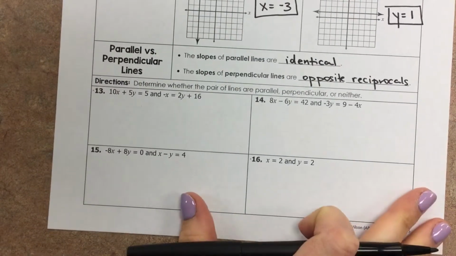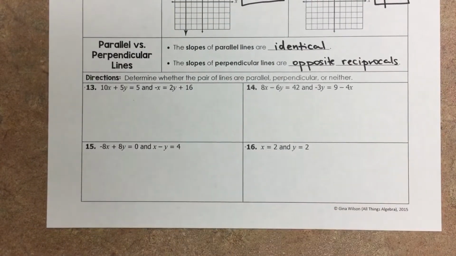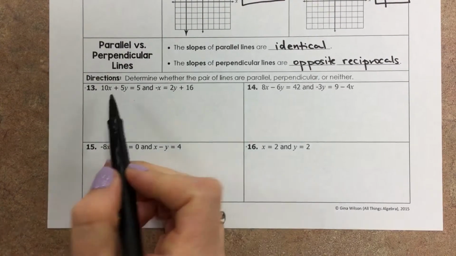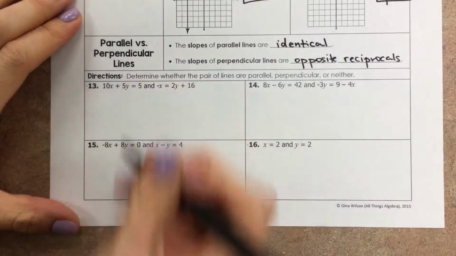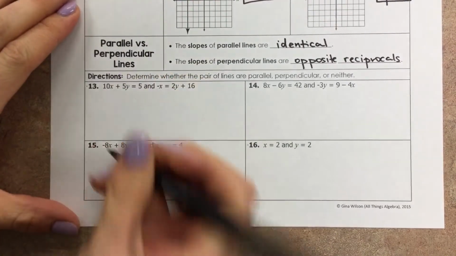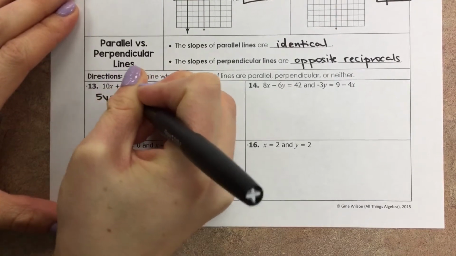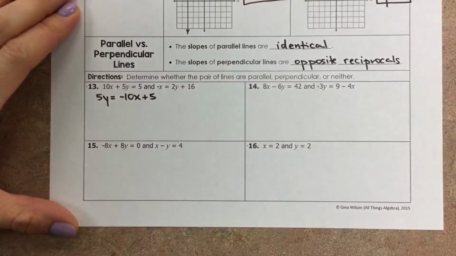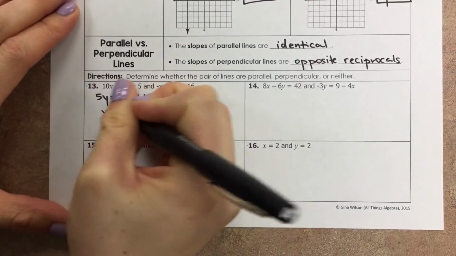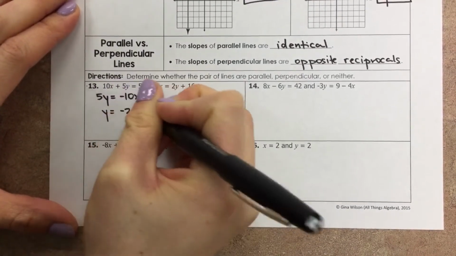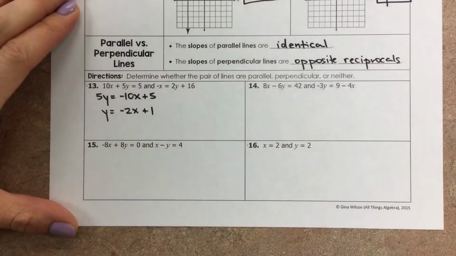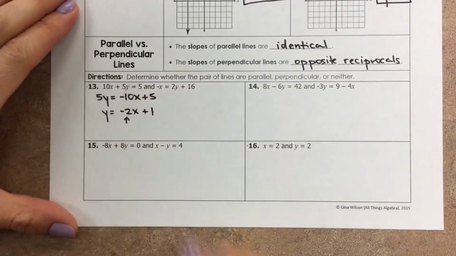So let's look at number 13. In order to figure this out, we want them in their slope-intercept form so you know what the slope is. So this one, we wanna get y by itself. So we can subtract the 10x. So we subtracted the 10x here, it joins the +5, and then to get y by itself, we divide everything by 5. So divide this by 5, divide this by 5, and divide this by 5. So this one has a slope of -2.